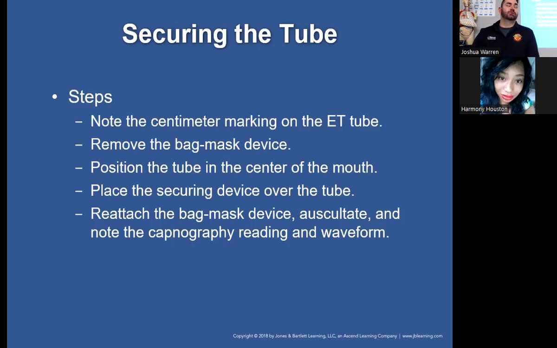So for depth, we're going to do tube size times 3. So let's say it's a size 7 tube times 3, 21 centimeters, 7.5, 22, 23, something like that. As long as it goes past the glottic opening and doesn't go past the carina, you should be in good shape.